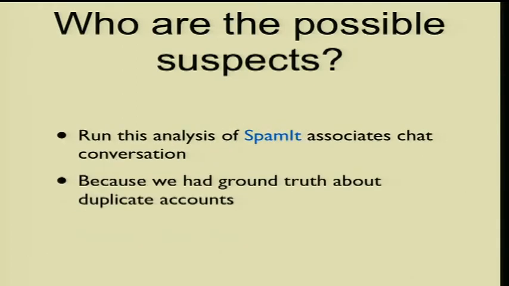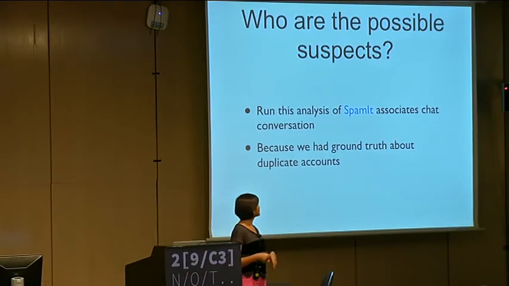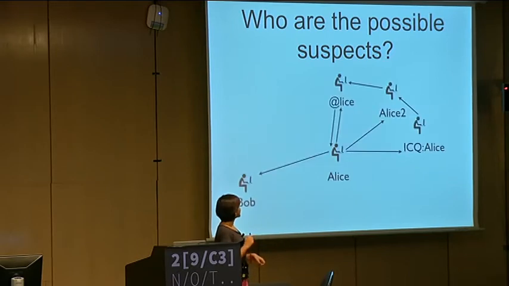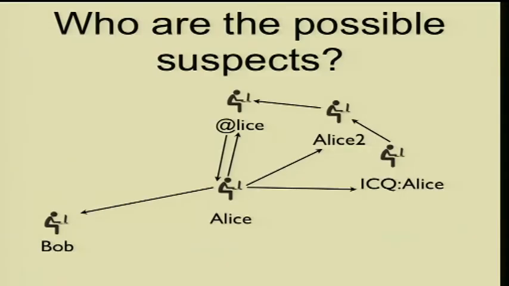As I said before, we didn't have the duplicate accounts on the forum dataset, but we recently got the chat conversations of Spamit associates, and there we knew different accounts of the same person. So we did a similar analysis on that. So this is the graph we created.